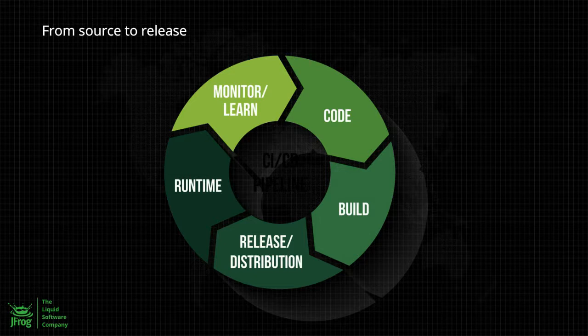When you are building a tool chain, you start by coding in your own language. You build your code to generate some artifact binaries that will be tested, released, distributed to the edge, deployed to a runtime environment, and based on monitoring, on metrics, you will learn, get some knowledge, and you will code again and make your software better. This is the main idea.